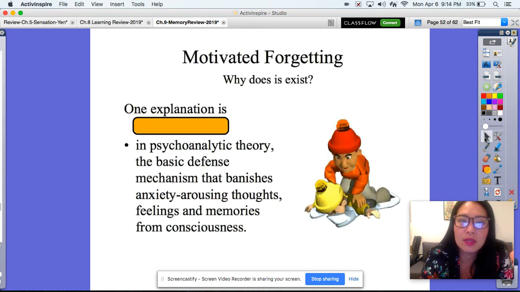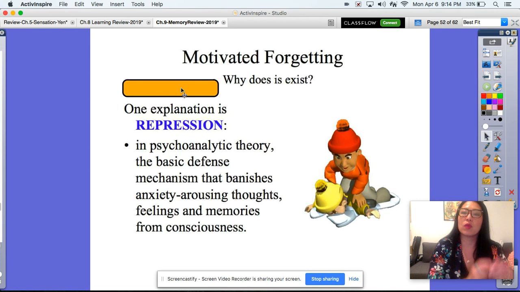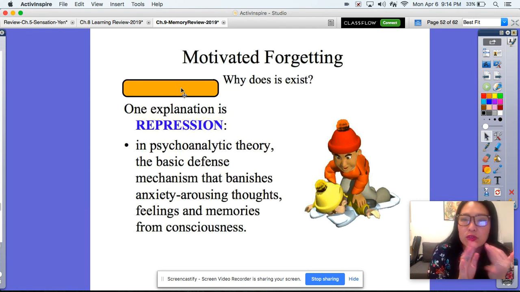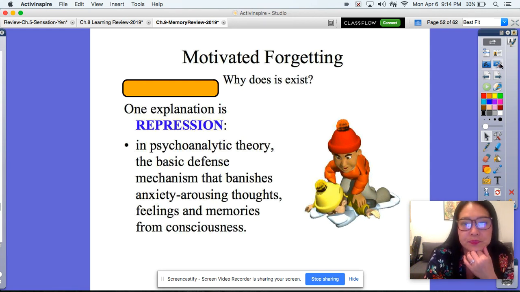Alrighty, then we have something called motivated forgetting. Freud would call it repression. Even though we don't know that we are doing it, a lot of times we might be motivated to forget something because it's painful, anxiety-provoking, shameful, fearful, any of those different things.